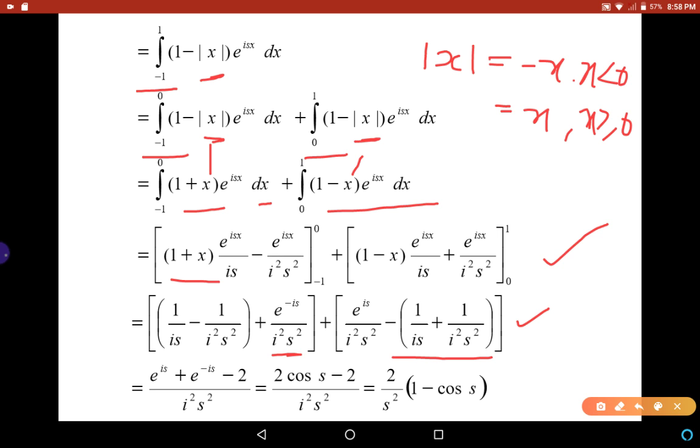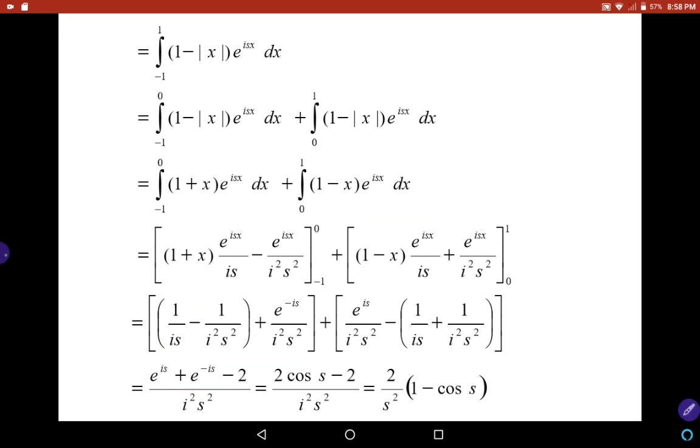So here 1/(is) and -1/(is) cancel and we have e^(is) plus e^(-is) minus 1 minus 1. So it is -2. Therefore it is (e^(is) + e^(-is) - 2)/(i²s²), that is equal to (2 cos s - 2)/(i²s²), because e^(iθ) + e^(-iθ) is 2 cos θ. We take out 2 outside, we get 2/s² into (1 - cos s), because i² is equal to -1 here.